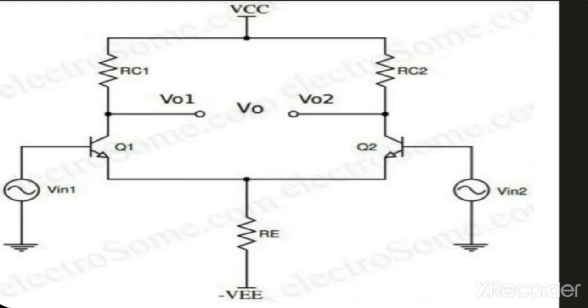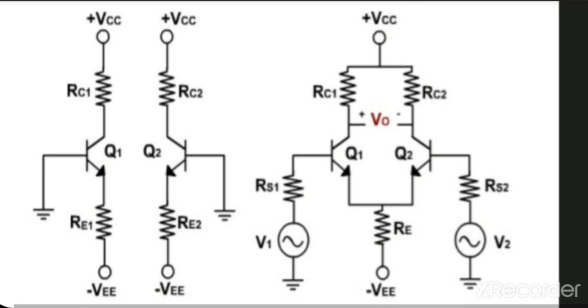Now we will see how we can construct this differential amplifier from two identical emitter biased circuits. In this diagram, we have three circuits. The first two are two identical emitter biased circuits, and the third diagram is the constructed differential amplifier circuit. Let the two transistors Q1 and Q2 have the same characteristics. RE1 is equal to RE2 and let RC1 is equal to RC2.